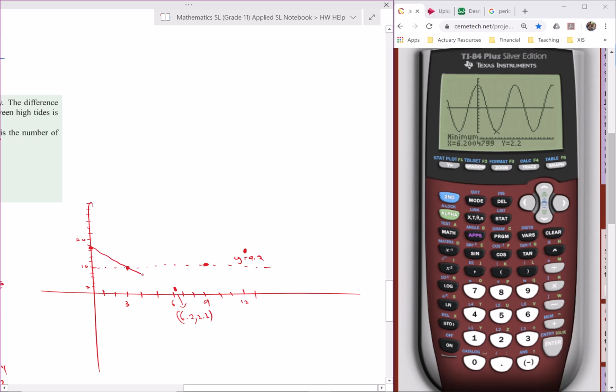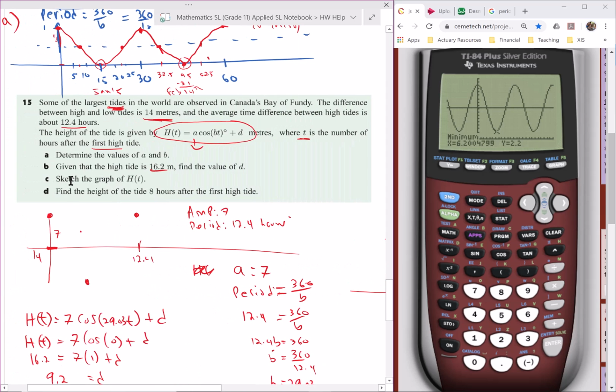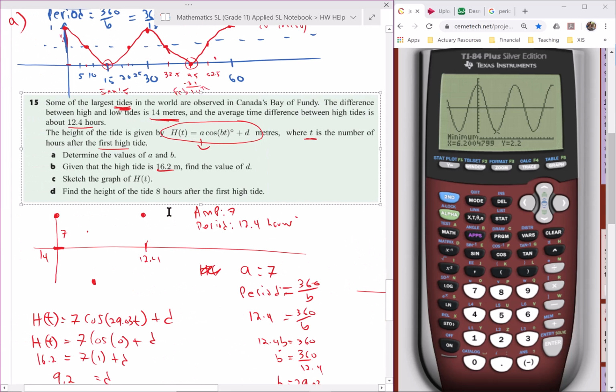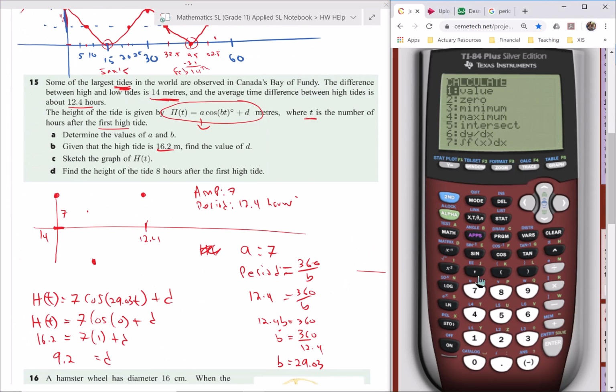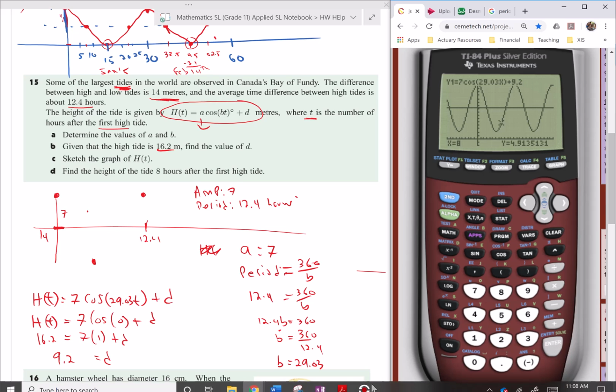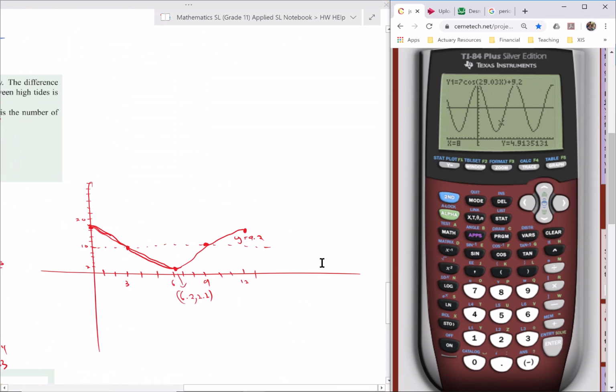So here's what our function looks like, something like that. This part should be curvy. And that's one cycle, right? Next, it says find the height of the tide 8 hours after the first tide. That would just be second, trace, value, 8. The height of the tide is 4.9 meters, right? So for part D, it's just 4.9 meters.